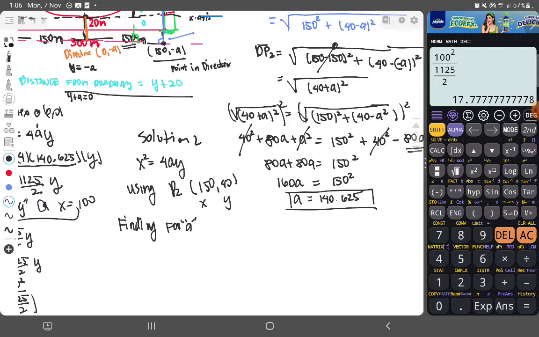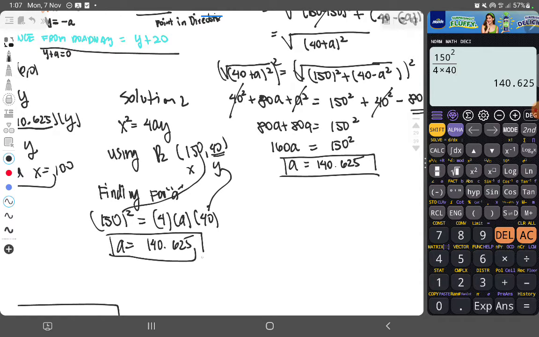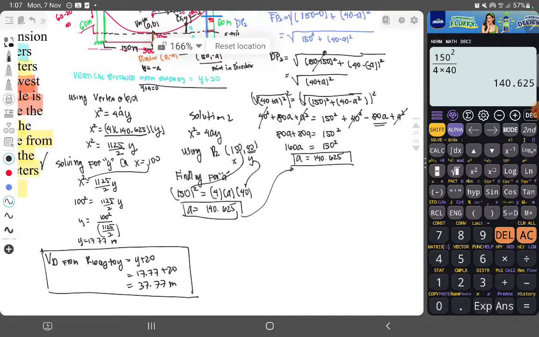We'll have x squared, which is equal to 150 square, which is equal to 4 multiplied by my a multiplied by my y, which is equal to 40. So take note that I use my x and y in this example. So therefore my a will be equal to 150 square all over 4 multiplied by 40. So we have my a which is equal to 140.625. Since we have similar a, the next steps will be similar.